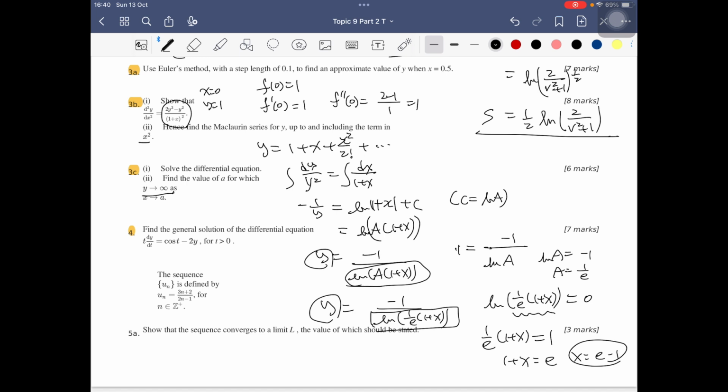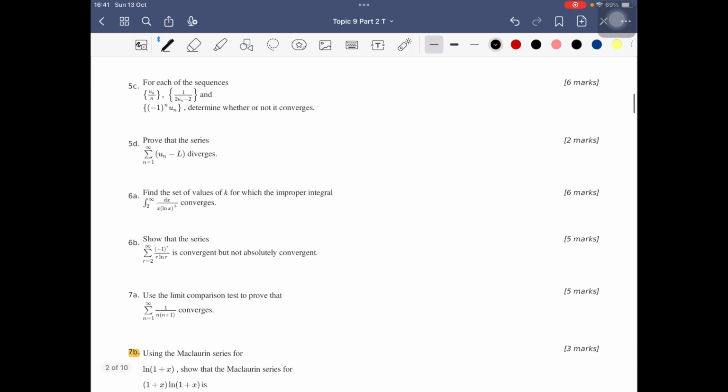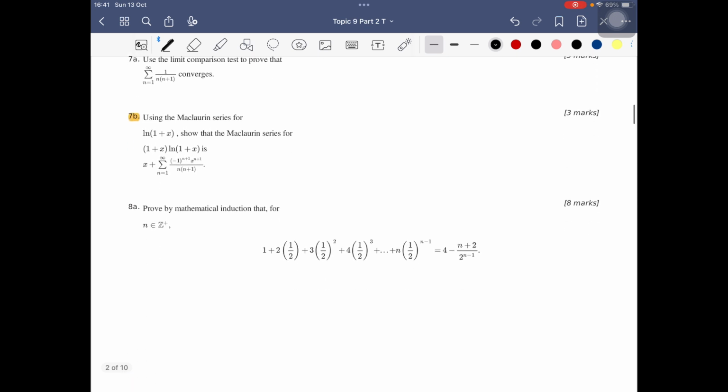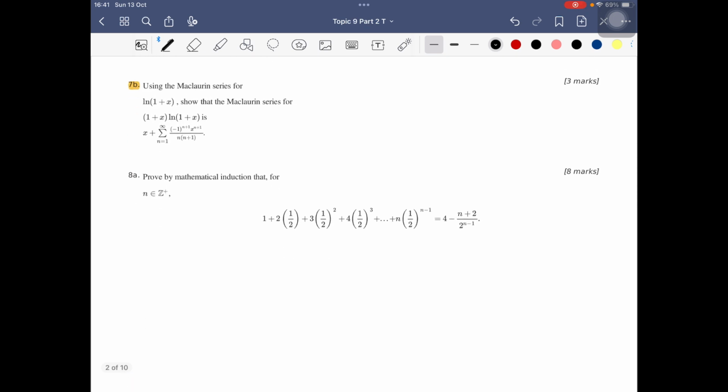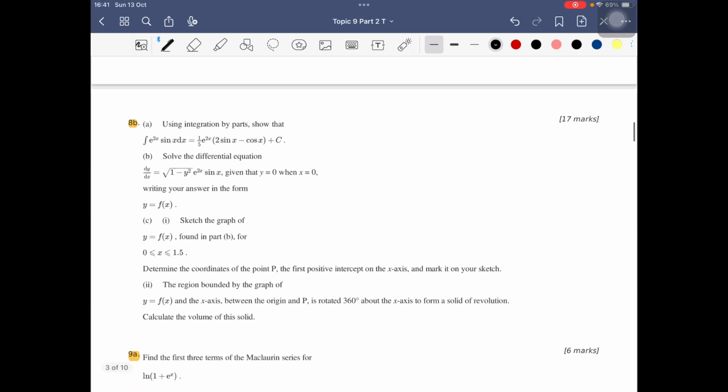So for the general solution of this differential equation, this is the form dy over dx plus 2 over t y equals cos t over t, which is the integrating factor case. And let's go further down. Maclaurin series. Oh, I showed you the same question already in part 1, so you can check it out.